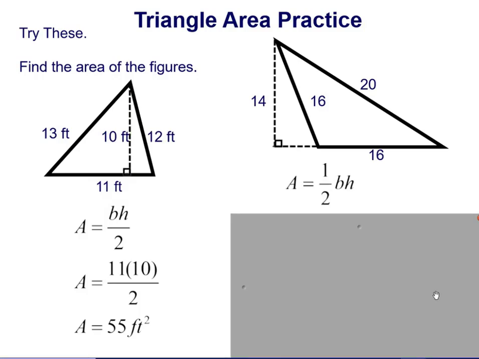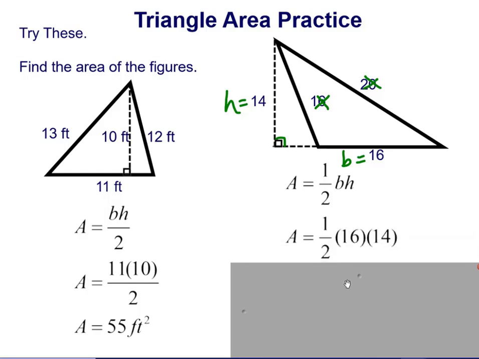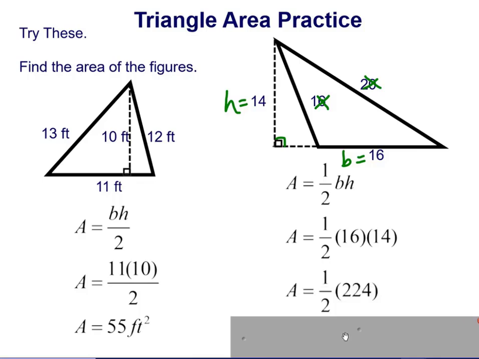Now for the problem on the right, again, I have a triangle, so I'm going to say my area equals 1/2 base times height. In this case, 16 is my base. And then over here, we have drawn a height that is perpendicular to the base and creates a 90-degree angle, and that is 14. These two numbers are not needed to solve this problem. I substitute in my base and my height, get 1/2 times 16 times 14, and my final answer is area equals 112 units squared.